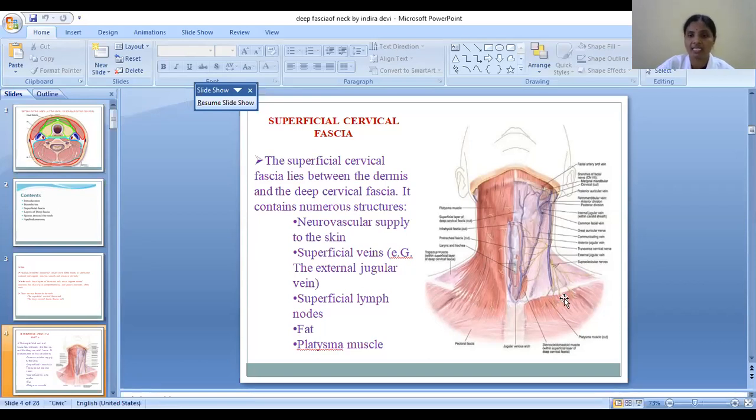So as it ascends towards the neck, it forms the roof of the neck.